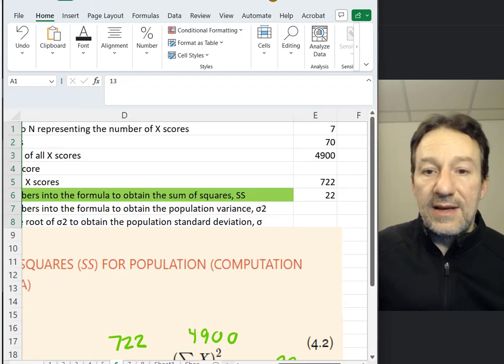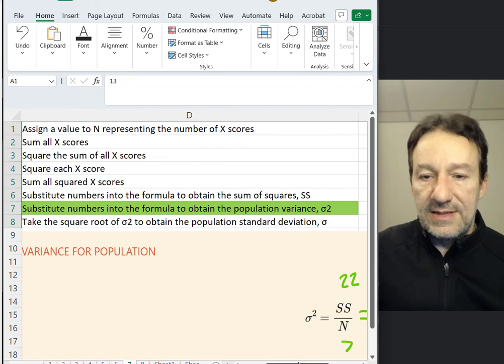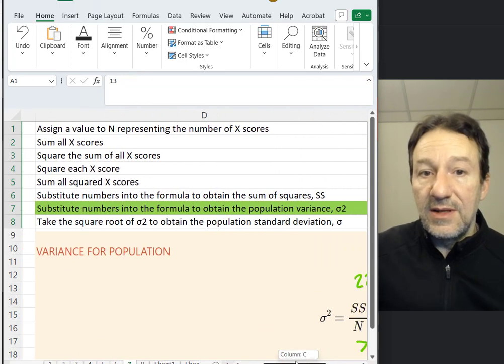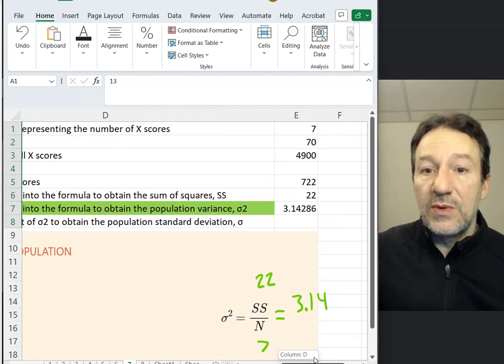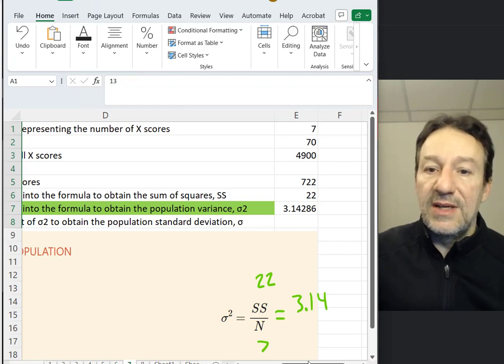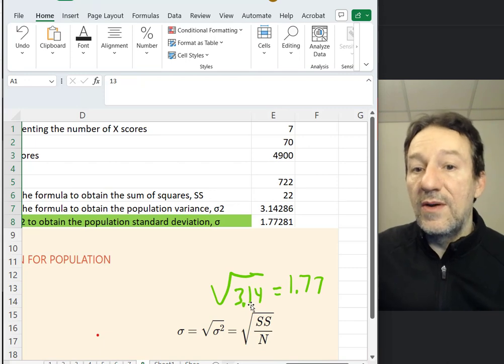We're going to take that, we're getting close. We're going to substitute it into the variance formula, which is sum of squares divided by n. So sum of squares divided by n, which is 7, gives us 3.14. And then the last thing we have to do is take the square root of that. And so the square root of 3.14 is 1.77.